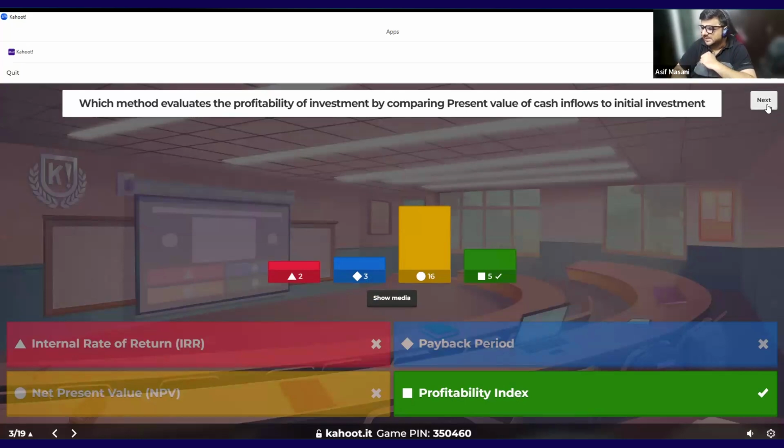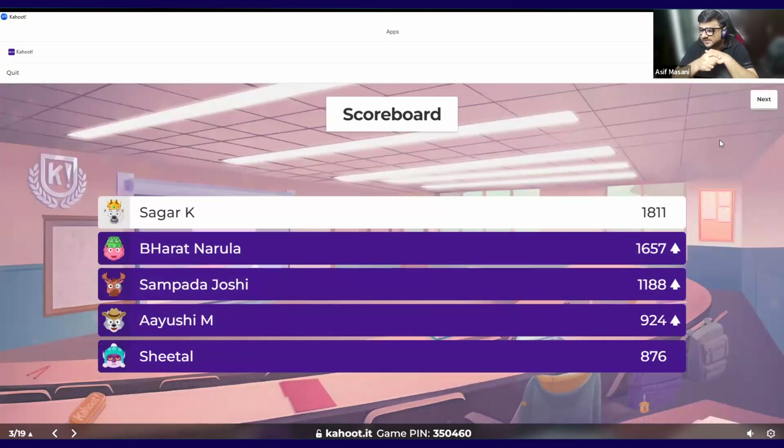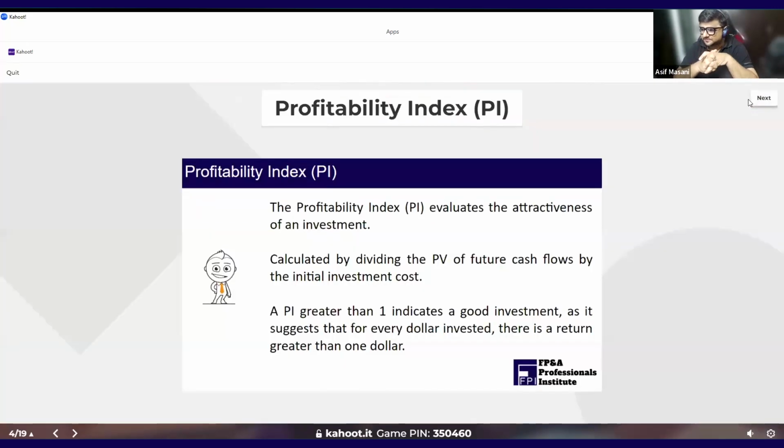We'll talk more about that in a few seconds. But let's take a look at the leaderboard. So there are some changes. I see a couple of new people in the top 5, and still early days. So we come back to the leaderboard. Before that, let's take a look at the profitability index.